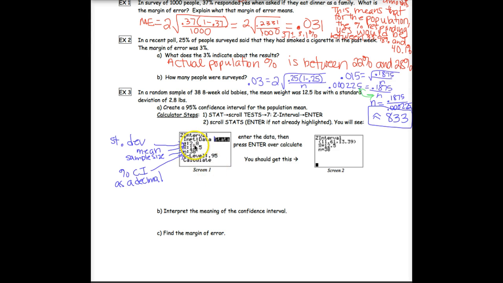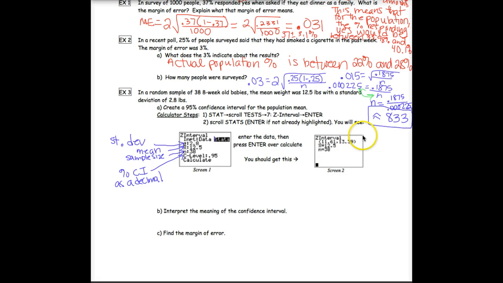So put in this information. It told us that the standard deviation was 2.8, that the mean was 12.5, and that we sampled 38 of those 8-week-old babies. So N is 38. Confidence level, again, is 0.95. So then once you've entered all that, go down to calculate and press enter.